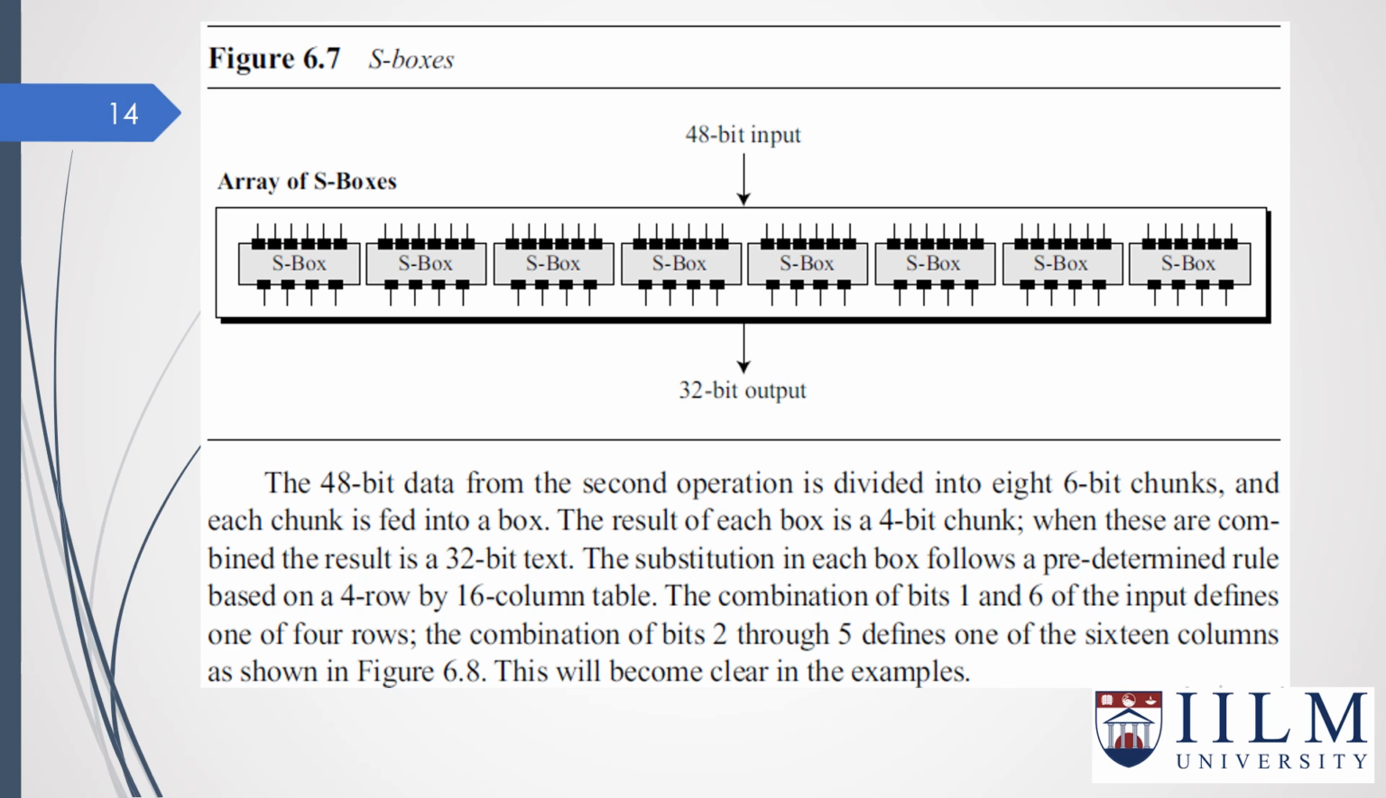Now this 48 bit, after getting out from the function, converts into 32 bit. How is it possible? The 48 bit data from the second operation is divided into 6 bit chunks, and each chunk goes into an S box. The result of each box is a 4 bit chunk. How is it going to convert to 4 bits? Because we are just taking this one and this one as a reference bit.